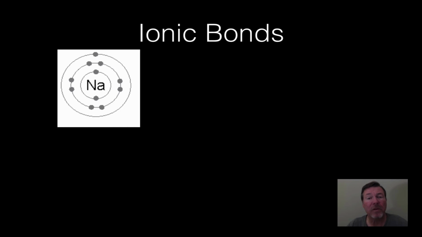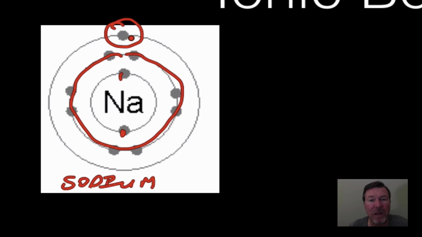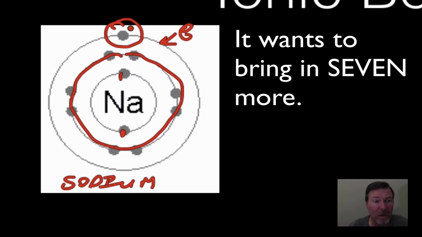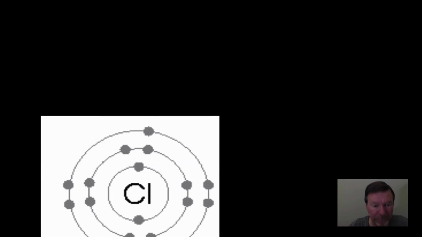Ionic bonds have to do with the donation of electrons. Here you can see sodium. This is sodium, and you can see the innermost ring has 2. The outermost ring has 8, but there's this one right up here that's all by itself, and it doesn't like that. It's unstable. It wants to get rid of this one or bring in 8 more. Okay, so it's not stable.